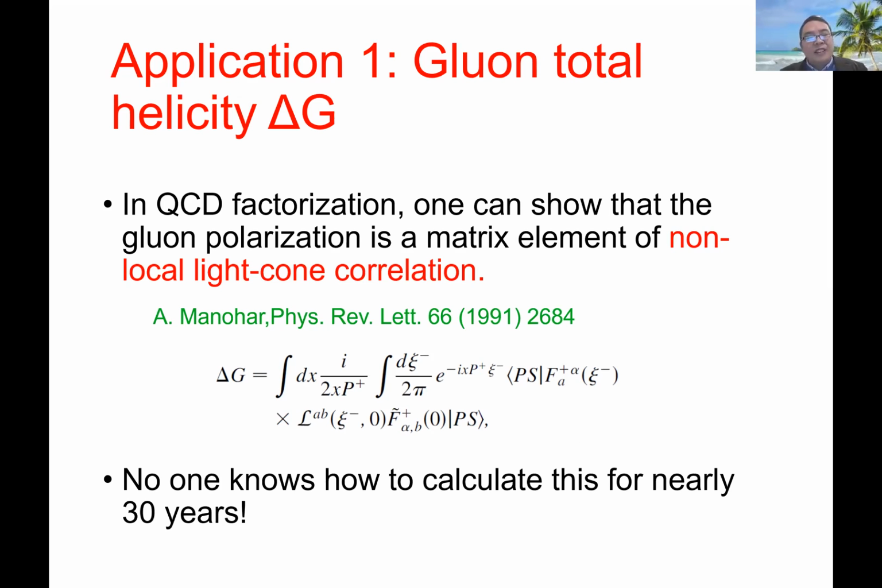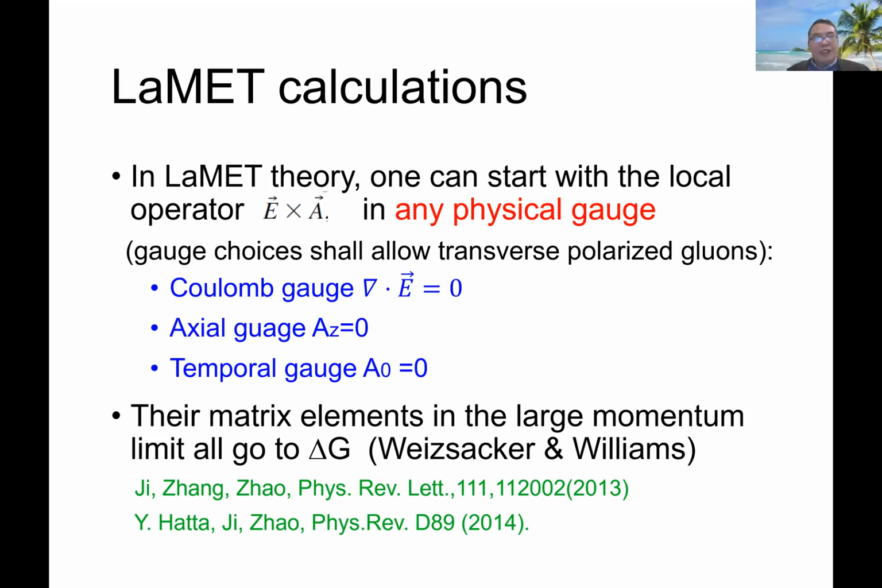One is the Gluon total helicity, delta G. It's a light cone correlation function of Gluon fields inside of the nucleon. And Anish Manohar wrote this down in 1991. And it's a light cone correlation. And Brookhaven, in fact, spent quite a bit of money trying to measure this at RHIC, with polarized protons, and extract the delta G. But because of the light cone correlation, nobody knew how to calculate it for many years. And so we proposed using large momentum effective field theory to calculate this.